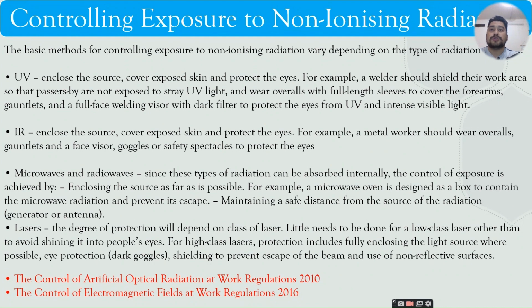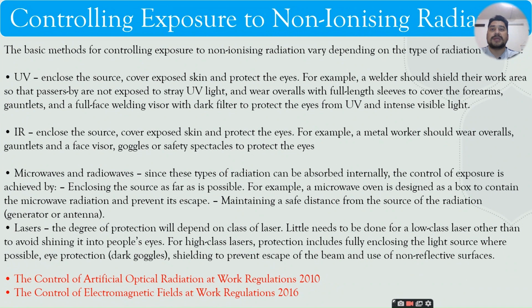For infrared, enclose the source, cover exposed skin and protect the eyes. People can use goggles also. For example, a metal worker should wear overalls, gauntlets, and a face visor, goggles or safety spectacles to protect the eyes. So these are the things that can be used.